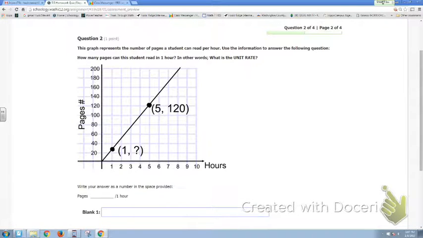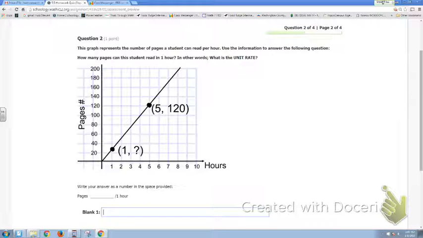Okay. Question number 2 also contains a graph, only this time it's just a single question. This graph reads, the graph represents the number of pages a student can read per hour. Use the information to answer the following question. How many pages can this student read in 1 hour? In other words, what is the unit rate?